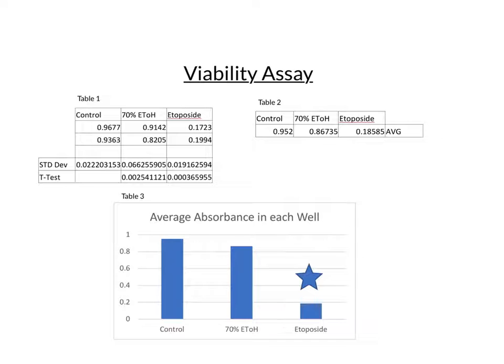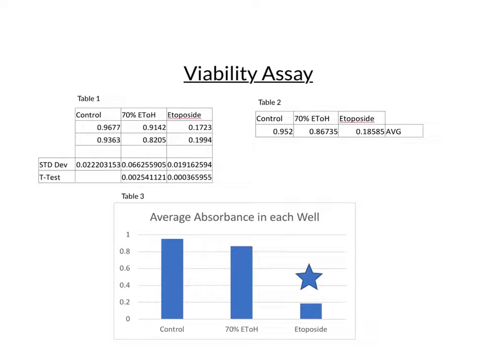Based on the results in the table, there shows a clear difference in absorbance between each control well and treated well. Both the standard deviation and t-test show that the treated cells show a significant difference in absorbance, as you can see here and here. Now the second table simply shows the average absorbance in each well of the treatment. Again, here you can see it is able to be confirmed that there's a large difference in absorbance or viability between the two controls compared to the treated. As you can see, there's two controls and then the treated cells.